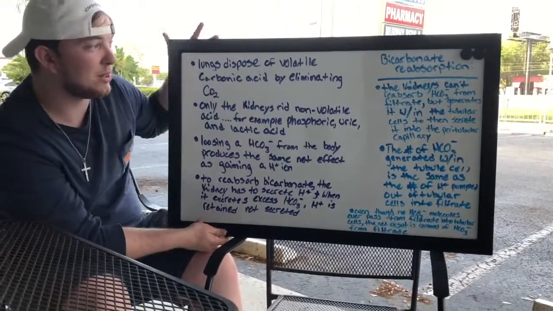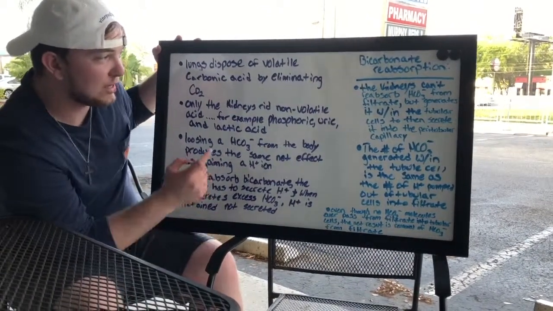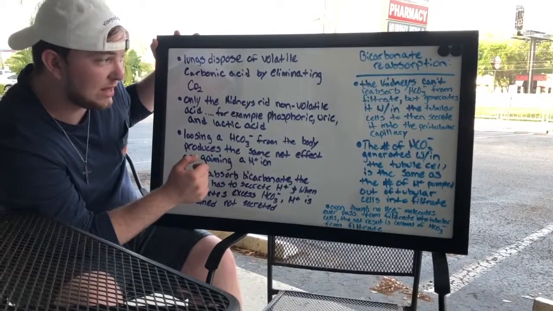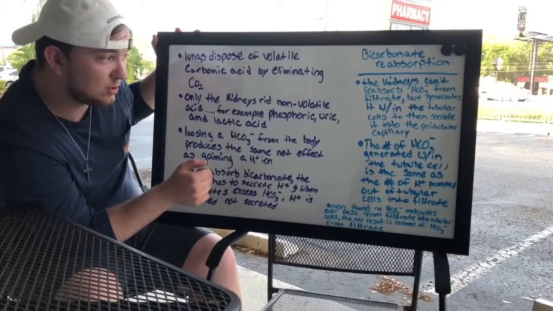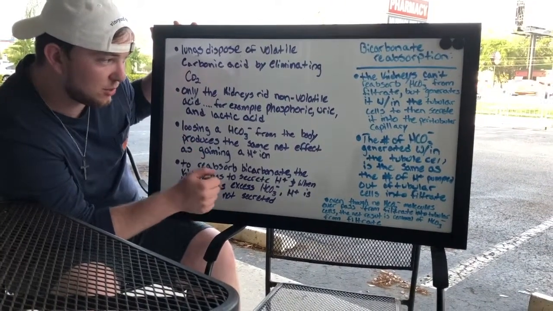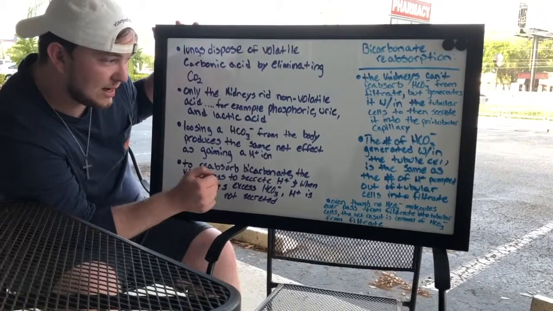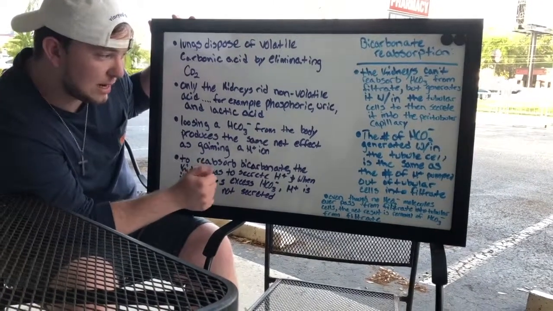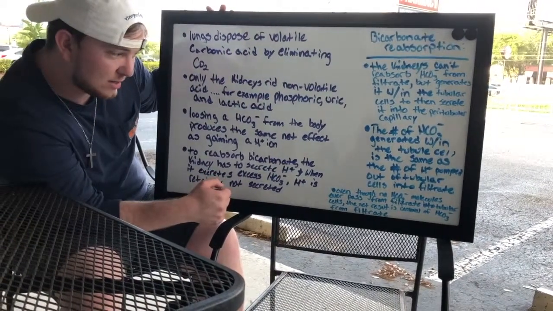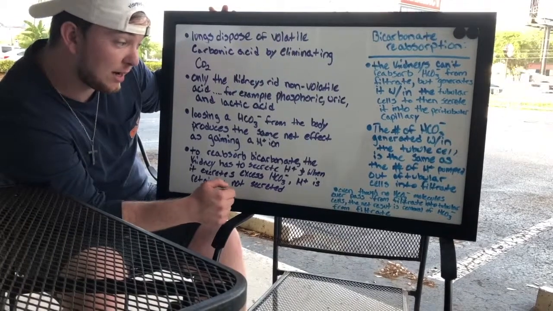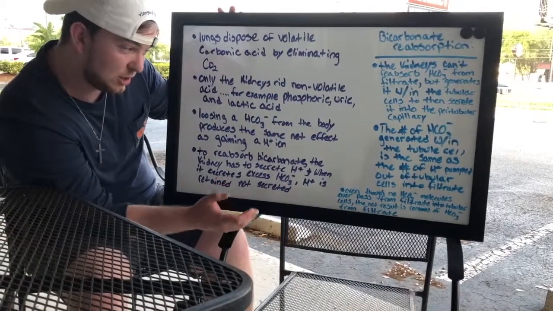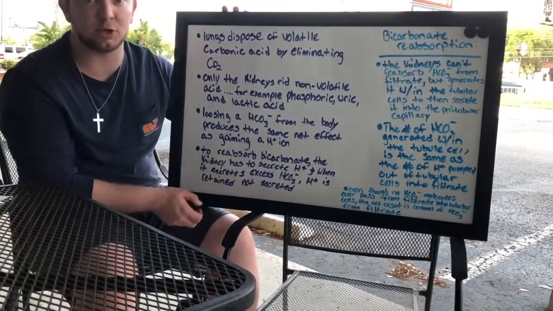Then we've got bicarbonate reabsorption, in which the kidneys can't reabsorb HCO3- from filtrate, but generate it from within the tubular cells to then secrete it into the peritubular capillaries. The number of HCO3- generated within the tubule cell is the same as the number of hydrogen ions pumped out of the tubular cells into filtrate. Even though no HCO3- molecules ever pass from filtrate into tubular cells, the net result is removal or elimination of HCO3- from filtrate.